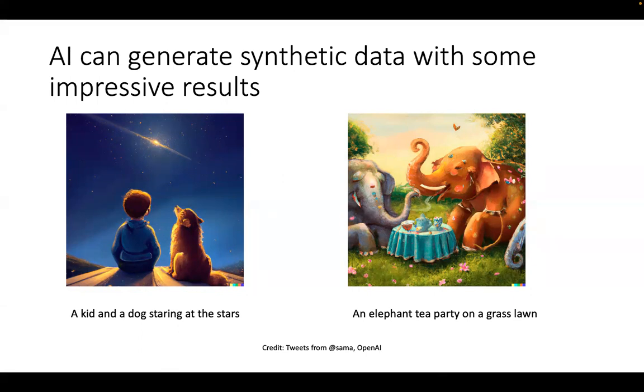Look at a second example that is even more evident, where the caption that is given to the computer is an elephant tea party on a grass lawn. So clearly, this is a very weird caption, maybe from a fairy tale or from a kid's book, but the computer is able to generate the image synthetically using artificial intelligence algorithms that it has been trained on. These images have been taken from one of the executives of OpenAI and their Twitter account.